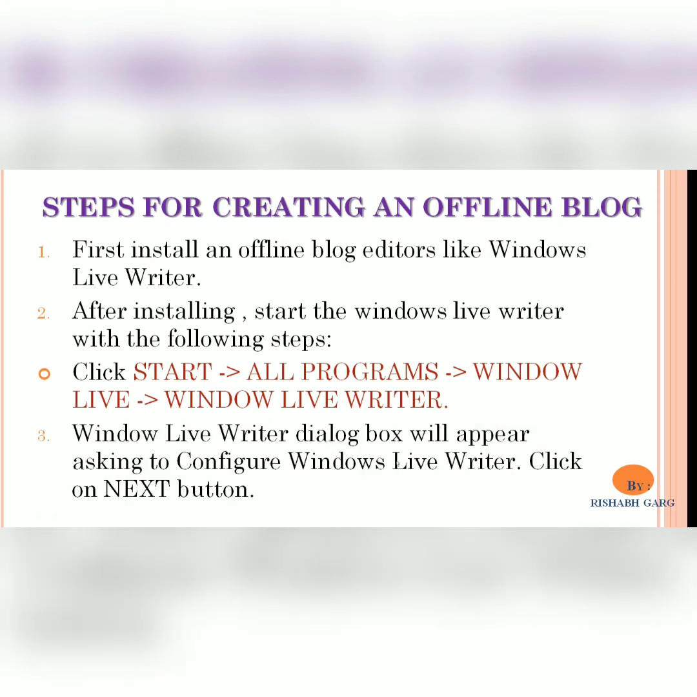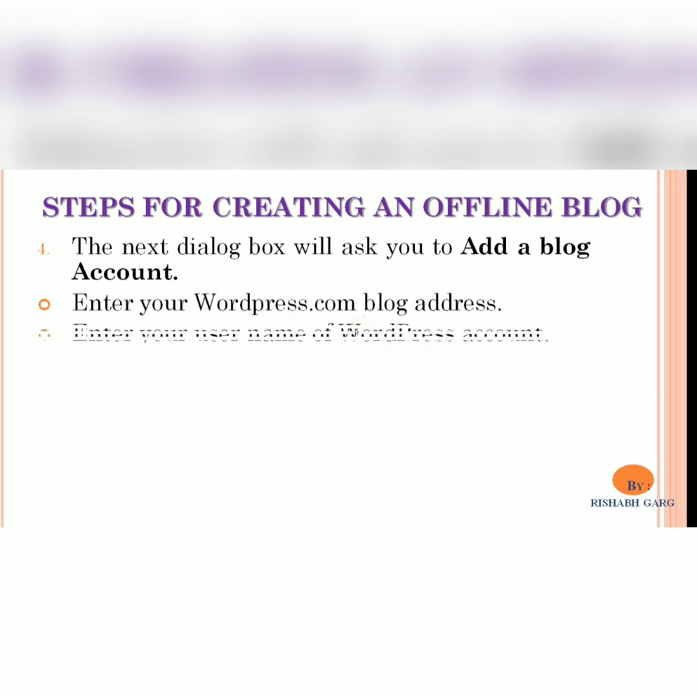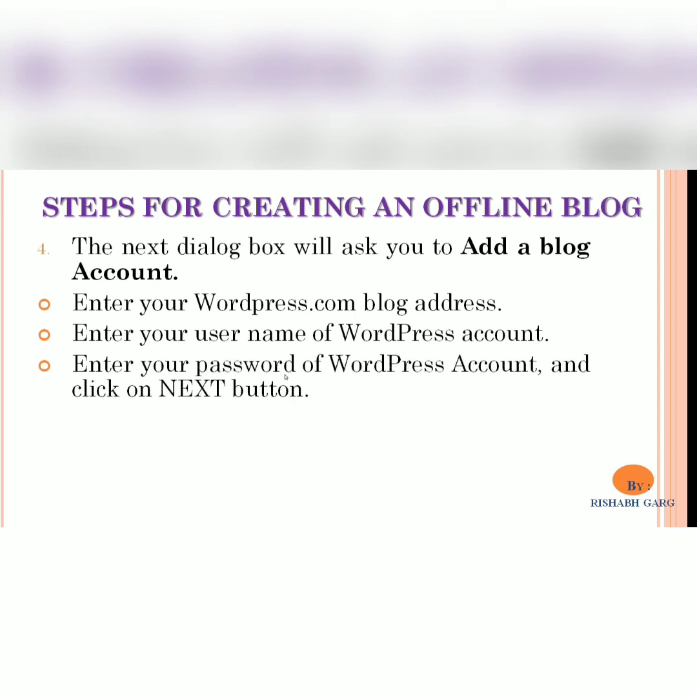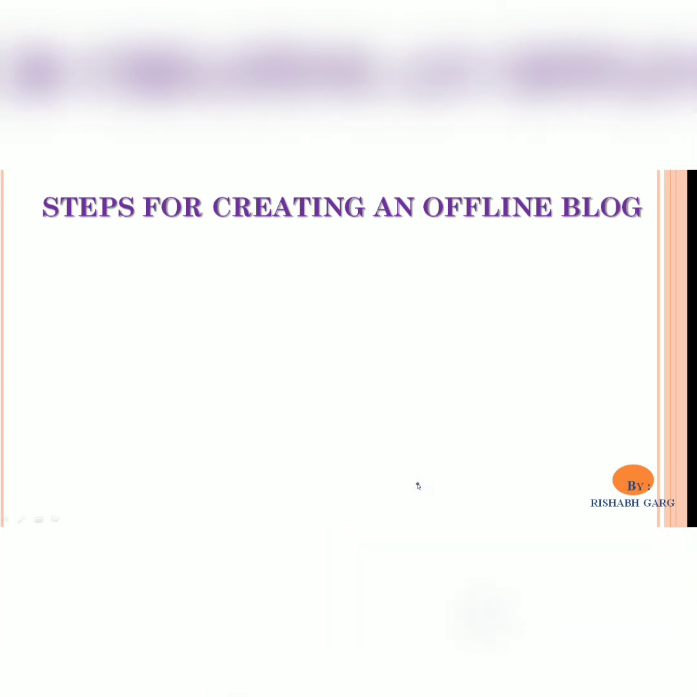A Windows Live Writer dialog box will appear asking to configure Windows Live Writer. Click on the Next button. Then the next dialog box will ask you to add a blog account. In this, enter your wordpress.com blog address, enter your username of WordPress account, enter your password of WordPress account and click on the next button. Then select your blog type from the drop down list of the type of blog that you are using and then click on the next button.